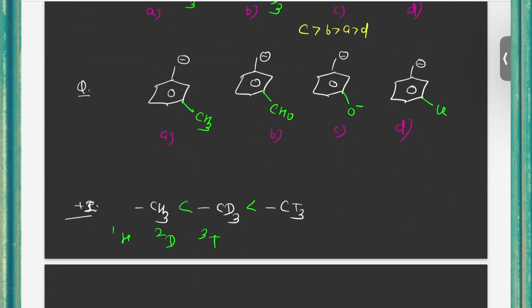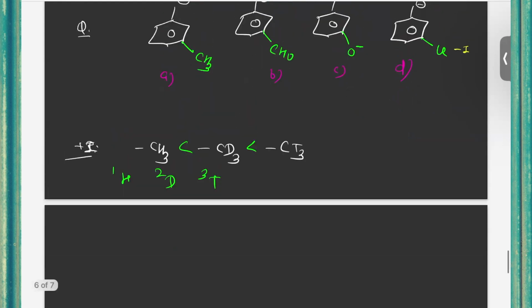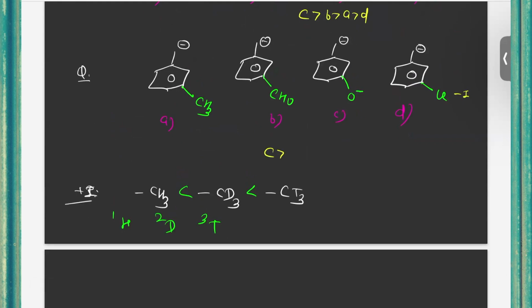Next. Sir, only chlorine will be minus I here, or chlorine will be plus I, sir? Chlorine is minus I. Na? Okay, sir. Halogens are minus I. Sir, C. Hmm. Then C highest. Check again. Think.